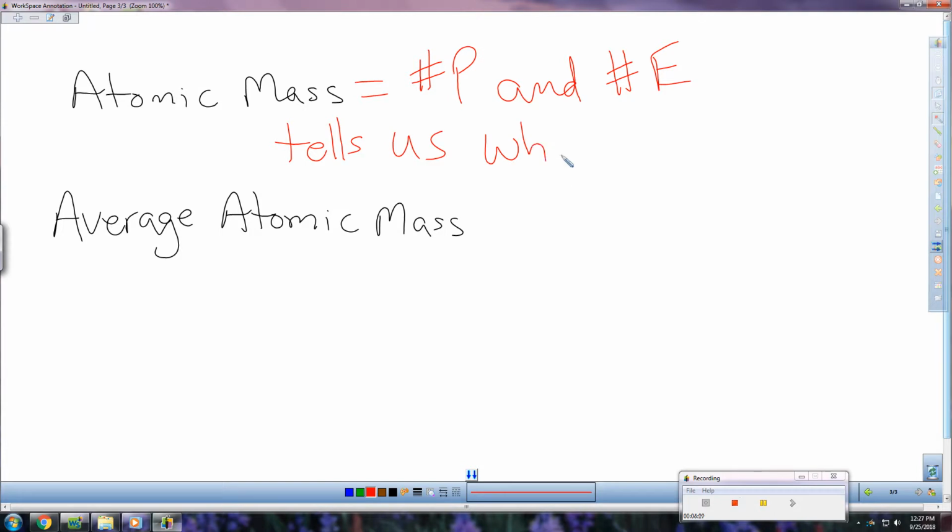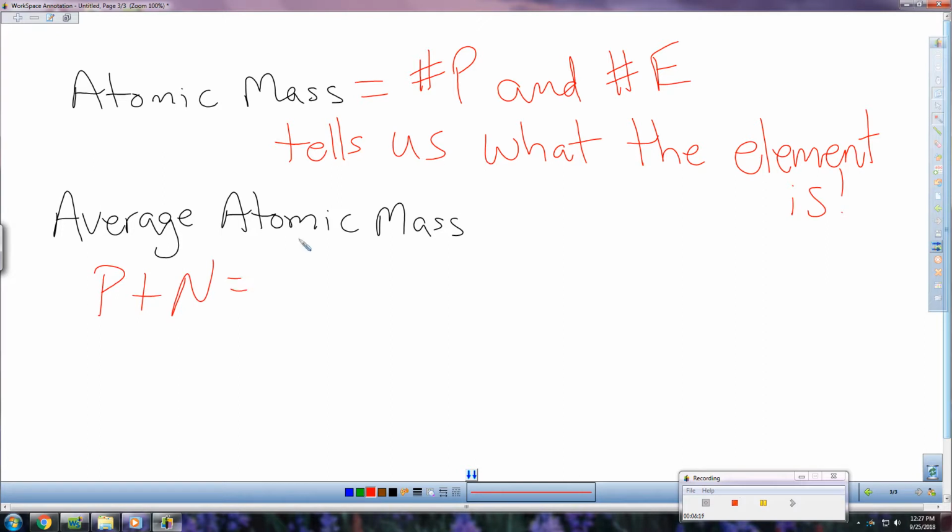So what are we using? Oxygen, hydrogen, etc. from there. Again, tells us what the element or atom is. And the average atomic mass is simply the number of protons plus the number of neutrons. Notice the term average. Average is taking into account multiple things here.